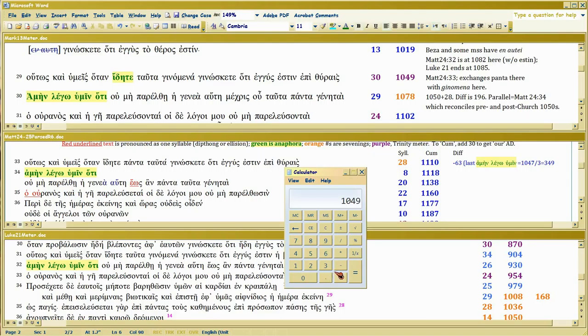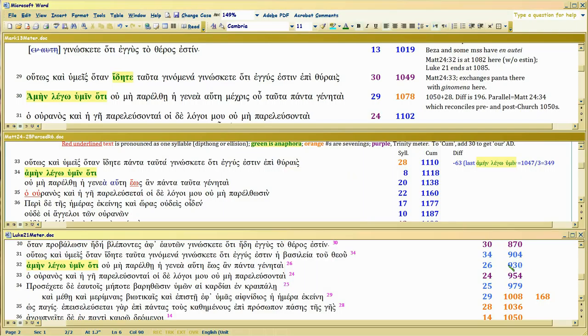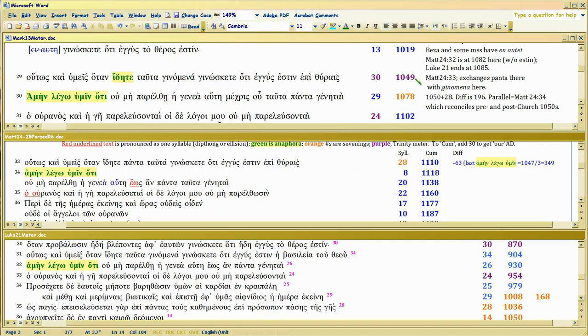Well, take a look. 1049 in Mark minus 930 in Luke is 119. That's 7 less than 126 when the temple was supposed to go down, minus tribulation time. That's divisible by 7. Oh, 17 sevens. So then the syllable counts in Luke must be the right ones, because we're looking at Mark's play on Luke's syllable count. But that's not where it ends, honey. It gets better.